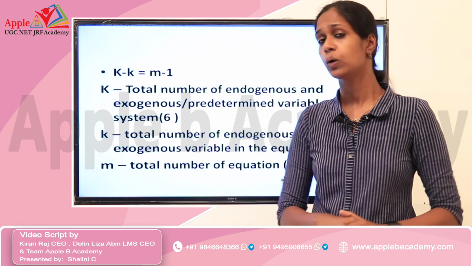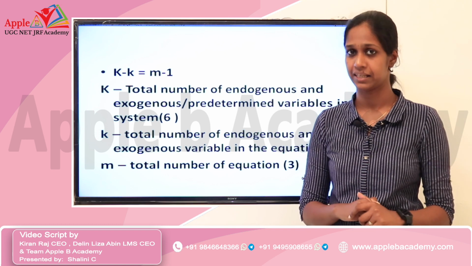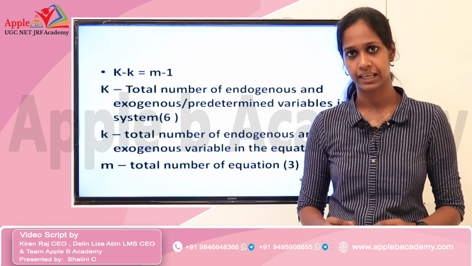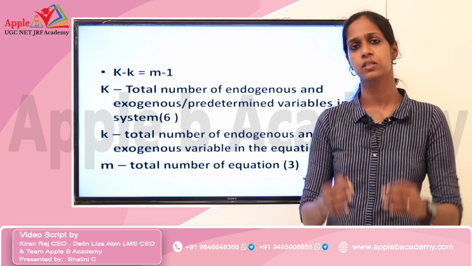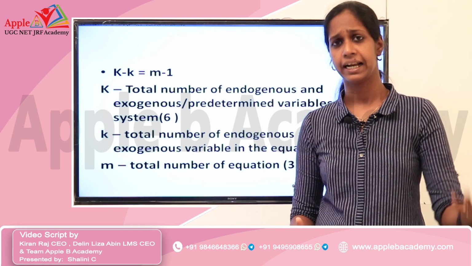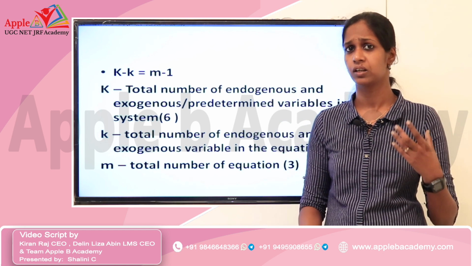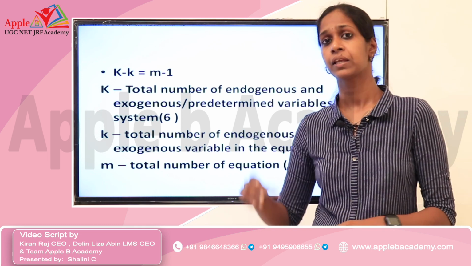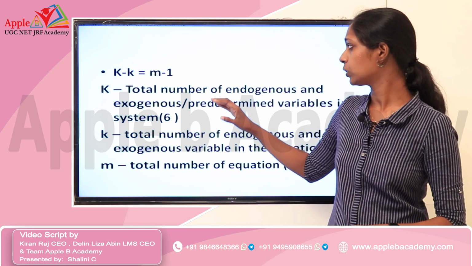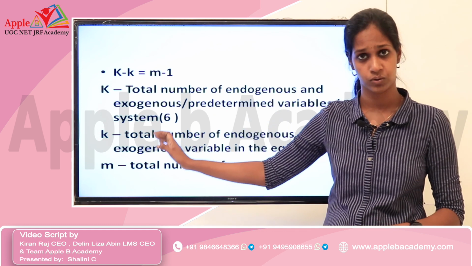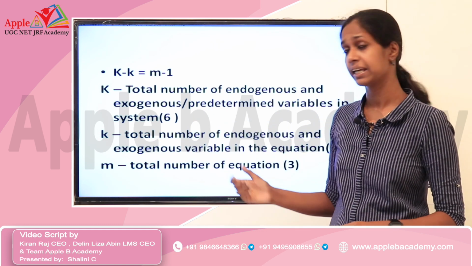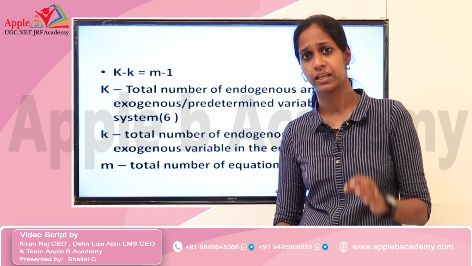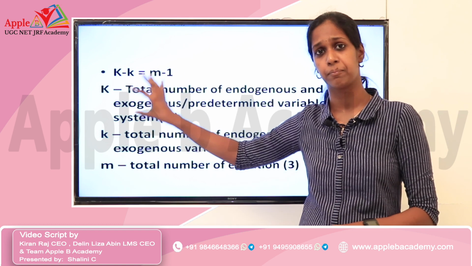So, capital K minus small k is equal to small m minus 1. What do we mean by capital K, what is small k, what is m? Using this, how do we say whether the equation is identified, over identified, or information is not sufficient? How do we infer all these things? So, what is capital K? K is basically the total number of endogenous and exogenous, or say predetermined, variables in the system.